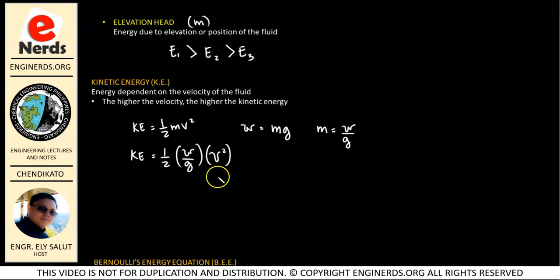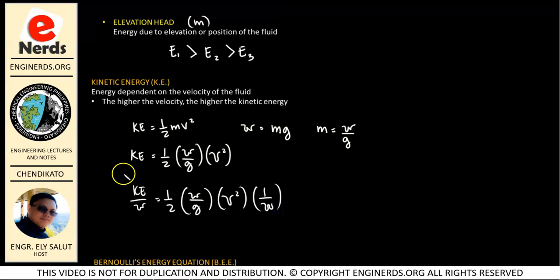So we are going to divide this by the weight of the fluid. So we have kinetic energy divided by weight. So we have here 1/2 weight over acceleration due to gravity times velocity squared, okay? We are going to divide this by the weight, okay? So dinivide natin sa weight itong left side ng equation. We have to divide also the weight on the right side of the equation. So this will be cancelled out.